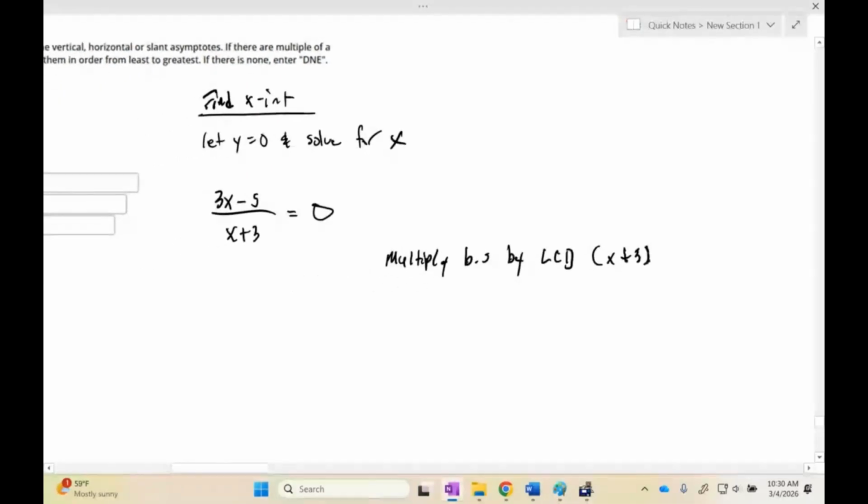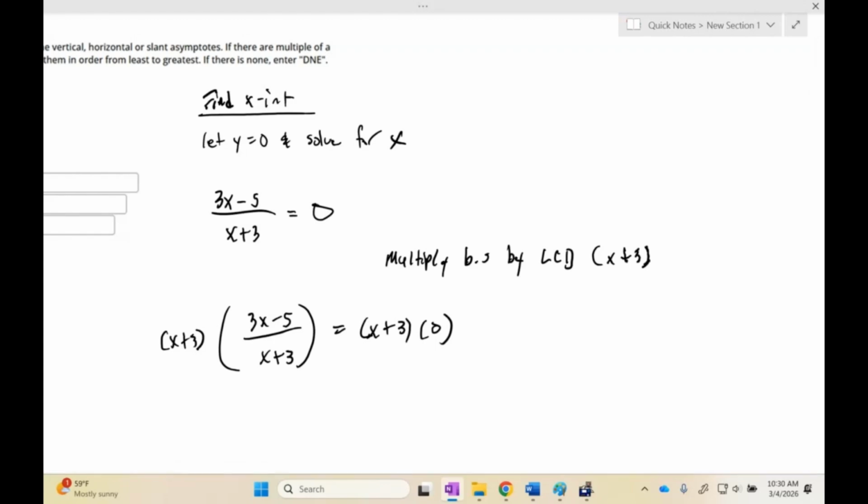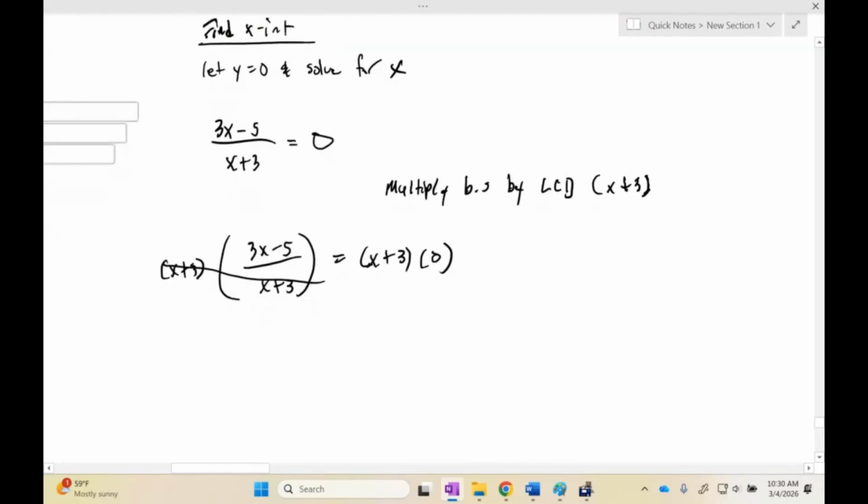All right, so I'm going to multiply the left-hand side by x plus 3. And whatever you do to one side, you have to do the exact same thing to the other side. On the left-hand side, the x plus 3's cancel, so I'm left with 3x minus 5. Anything times 0 is 0. So now I just want to solve it for x.